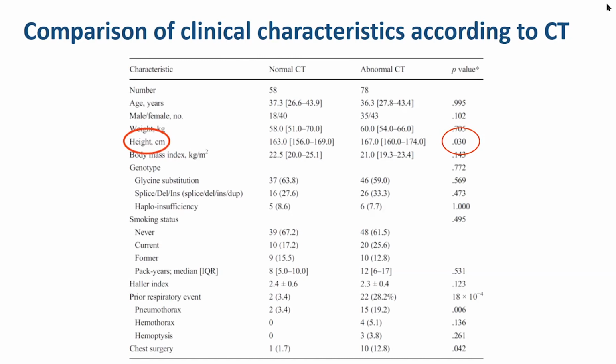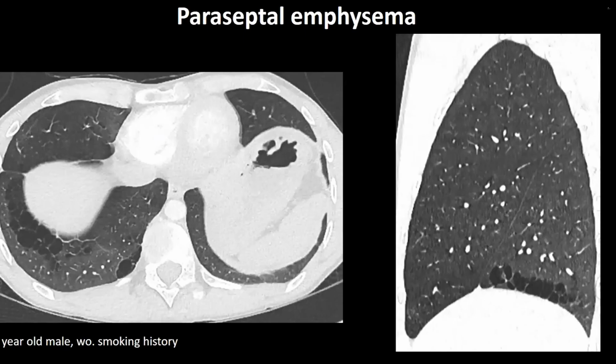Next slide, please. Here are examples of paraseptal emphysema that you can see here at the bottom of the right lung, which corresponds to the defects here. There are multiple emphysematous spaces at the base of the lung, and they would usually be close to the pleura, so the peripheral parts of the lung. Next slide, please.